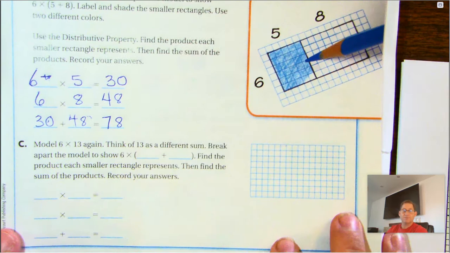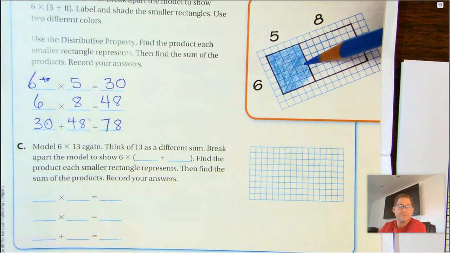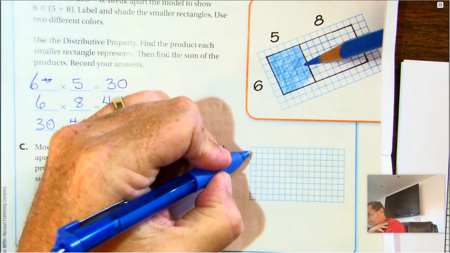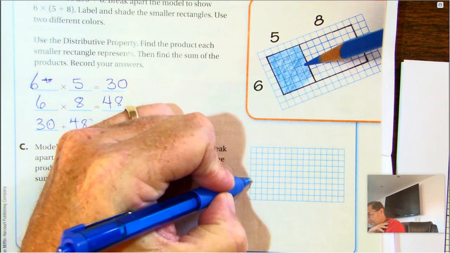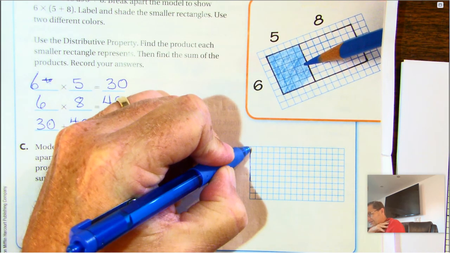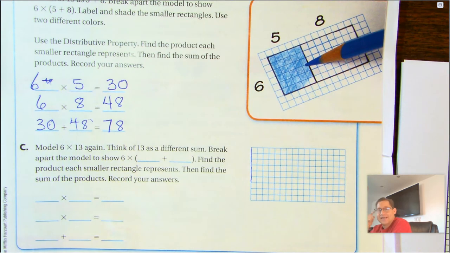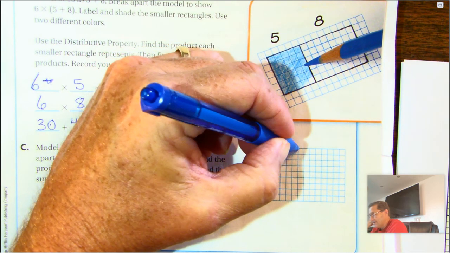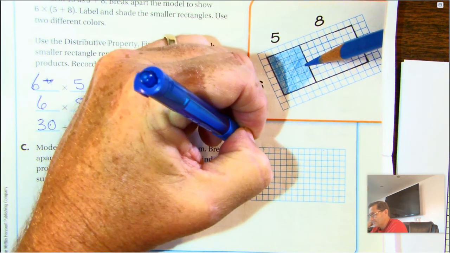Now we're going to model 6 times 13 again, but this time we're going to think of 13 as a different sum. So break apart the model to show 6 times the two numbers that we're using to add, the two addends that we're using to find 13. So I'm going to keep the 6: 1, 2, 3, 4, 5, 6. So go down 6. This time I think I'm going to break it into 10 plus 3. So 1, 2, 3, 4, 5, 6, 7, 8, 9, 10, 11, 12, 13.